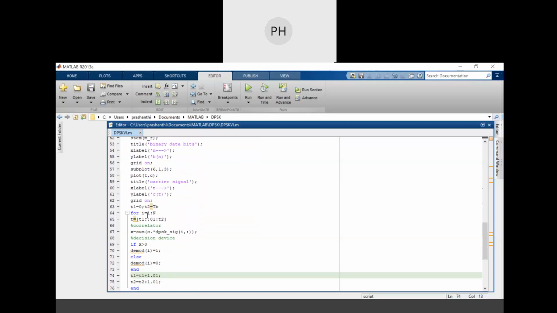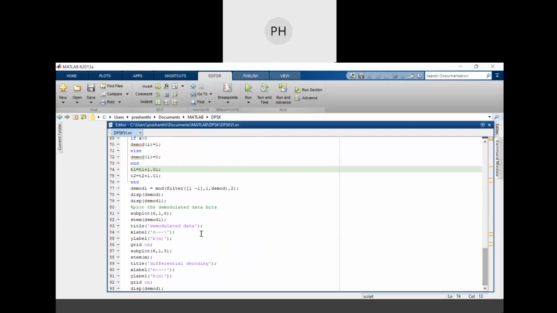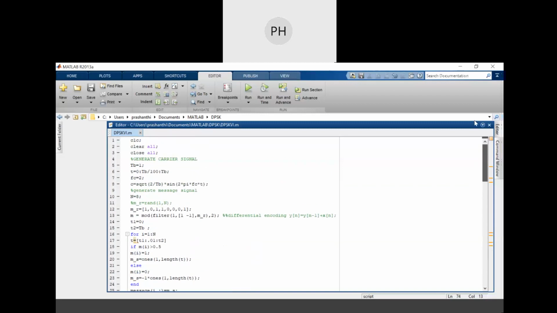Next is to demodulate the DPSK signal. This performs the correlator function in order to obtain the variable x. The decision is taken: if x is greater than 0, then the demodulated signal is represented by 1, otherwise it is represented as 0. The demodulated data bits are plotted. So next, run the program.